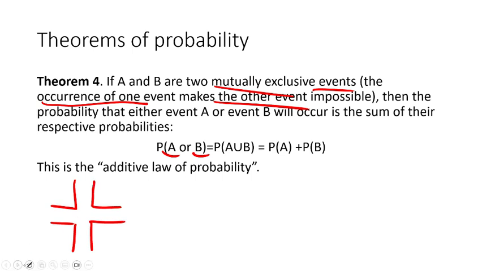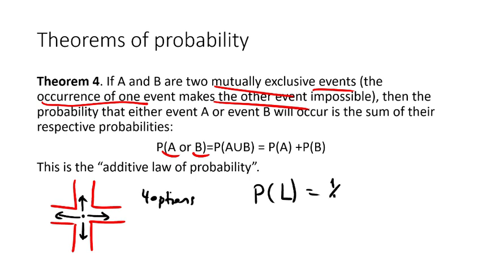Say that this is the intersection of the road, and you are here. Then you can go forward, you can turn right, you can turn left, and you can go backward. So you have 4 options. What's the probability that you turn left? It is 1 by 4. What's the probability that you turn right? It is again 1 by 4.